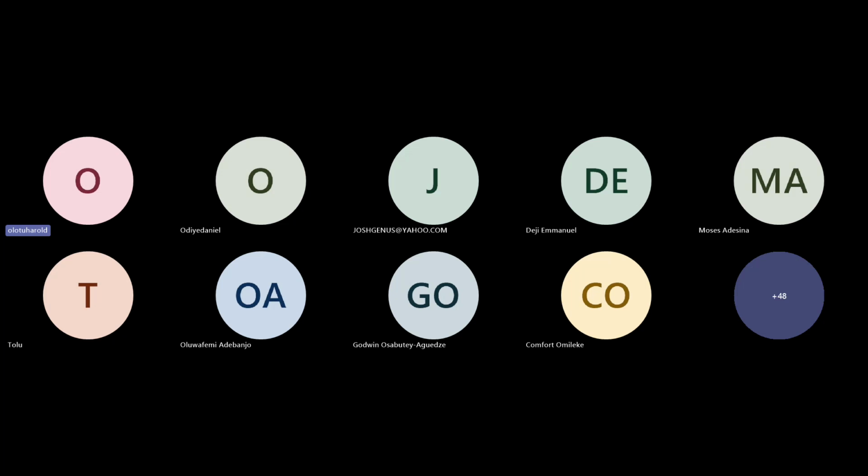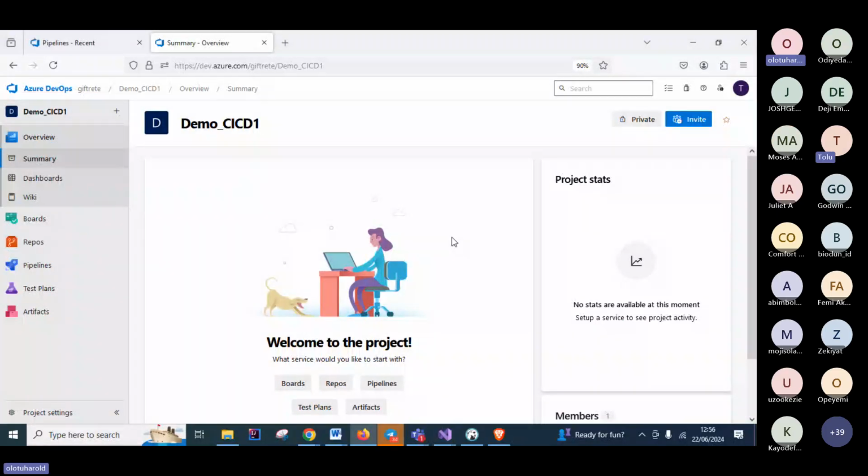So I will quickly share my screen. So if you can see my screen, say, aha. We can see it. Yes, we can see it. Can you see my screen now? Aha.